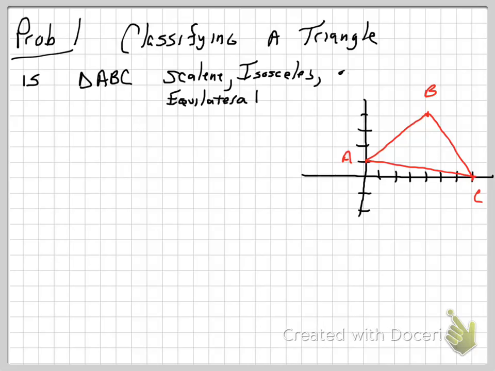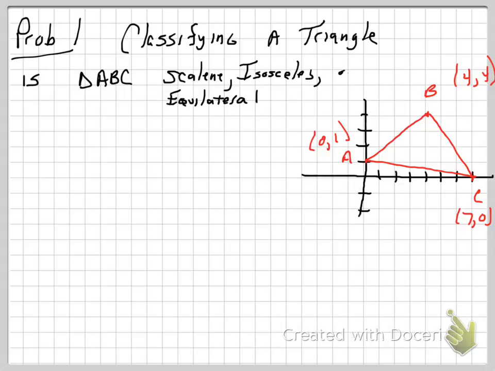Problem 1 is classifying a triangle. Is triangle ABC scalene, isosceles, or equilateral? So let's take a look at our points here. A we've got as (0, 1). B we've got as (4, 4). And C we've got as (7, 0). So I need to know what kind of triangle this is. Equilateral, all sides would be the same. Isosceles, 2 sides would be the same. And scalene, sides would not be the same at all.